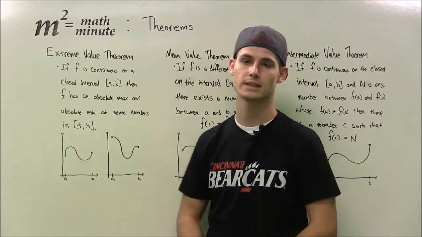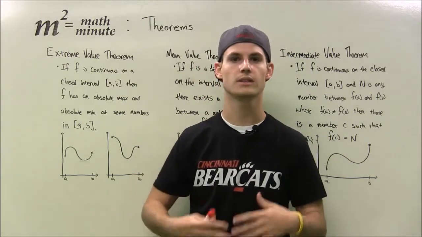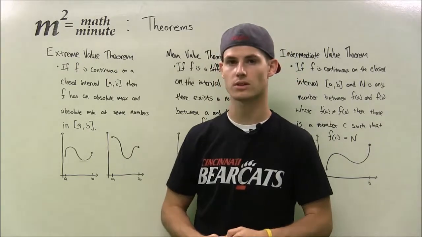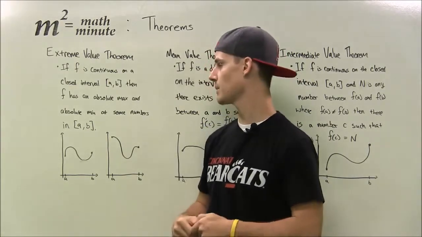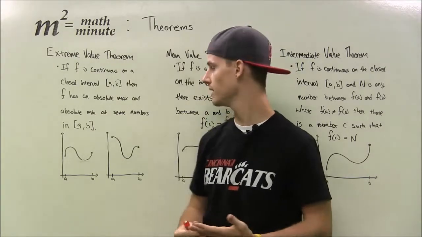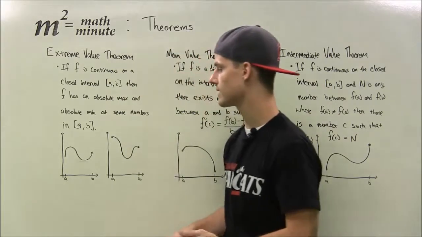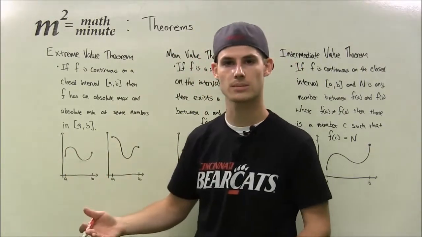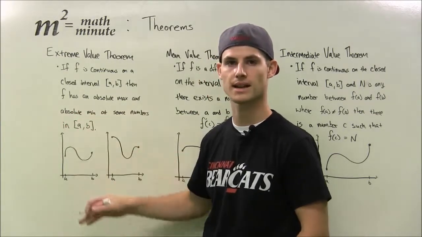First we're going to talk about the extreme value theorem. I'll read the formal definition and then explain it a little more. It says, if f is continuous on a closed interval [a, b], then f has an absolute max and an absolute min at some numbers in [a, b]. All that's saying is, if you can draw a function without picking up your pencil, showing that it's continuous, then there has to be an absolute max and an absolute min.